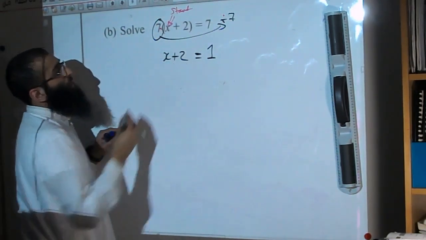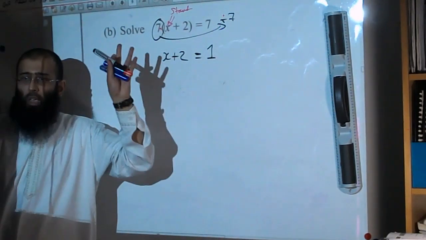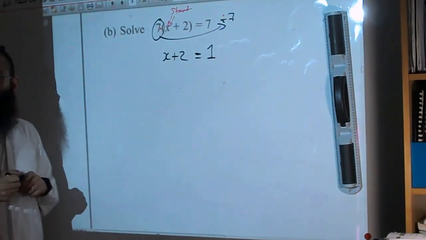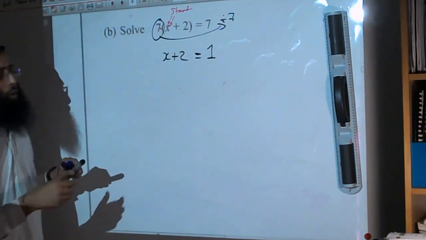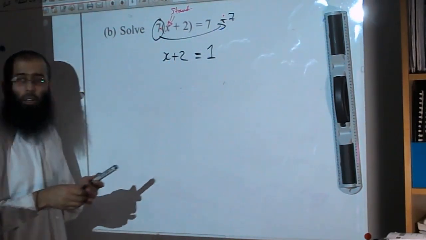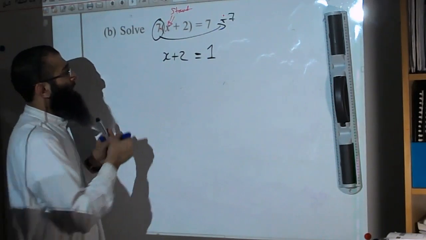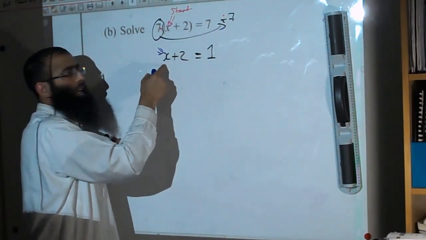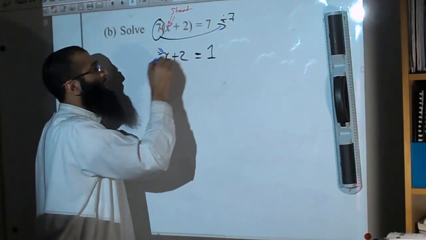Okay, what are we left with now? X add 2. What's happened to the brackets? The brackets have evaporated. Gone. Once the multiplier goes, the brackets go with it as well. So x plus 2 equals 1. Now let's ask Mr. Saf, really hard question now. Really difficult. X add 2 is equal to 1. I need to work out the value of x.